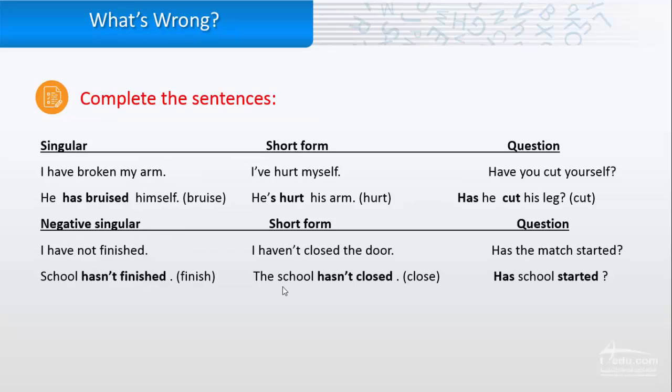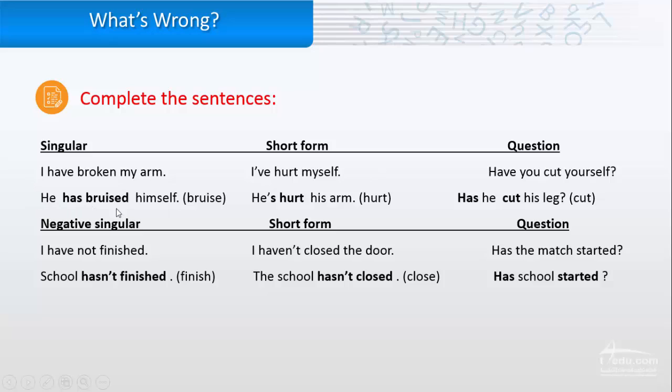Now I want you to complete the sentences. For example, singular: I have broken my arm. The short form, we shorten the have: I've hurt myself. The question: Have you cut yourself? So in the question, we start with have or has according to the subject.